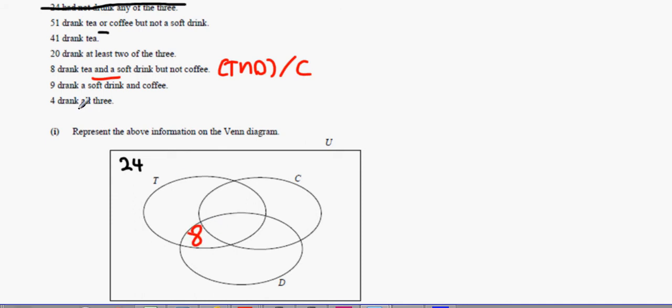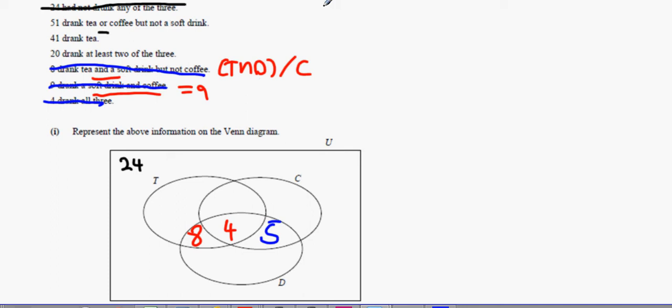And we know that 4 drank all 3, which is in here. And then 9 drank a soft drink and a coffee. Soft drink and a coffee is 9, but that includes the 4 in the middle. So what we need to do is turn that into 5, because it should be 9 in total. Okay, so now we've done this part here. Now we're working our way back up. 20 drank at least 2 of the 3.